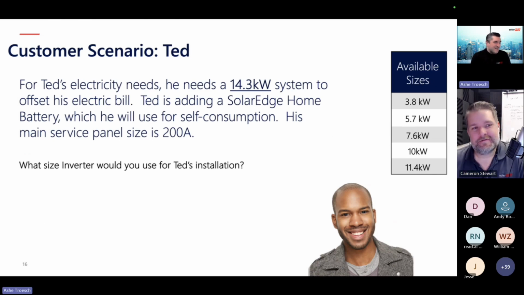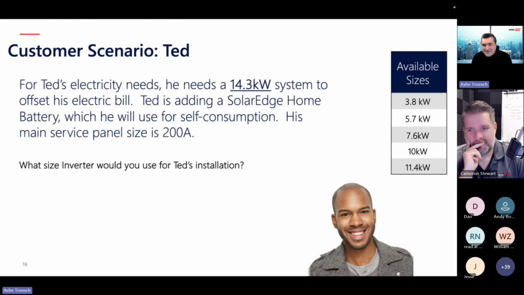All right, so looking at Ted's situation, Ted needs a little bit of a bigger system for his electrical needs. He's looking at a 14.3 kilowatt system. Now, the good news here is that he's adding a SolarEdge home battery, and he is going to be using it for self-consumption. So that gives us a little more flexibility. He's got a 200 amp main service panel. What size of inverter are we going to need to use on this installation?